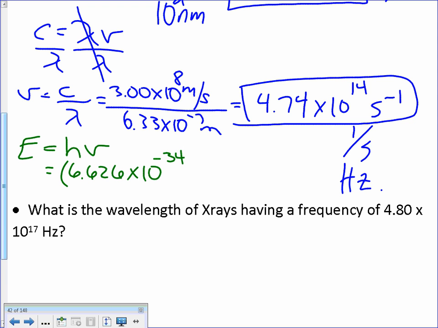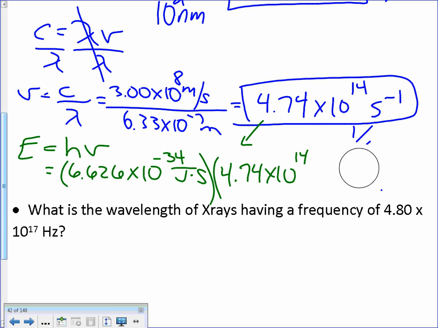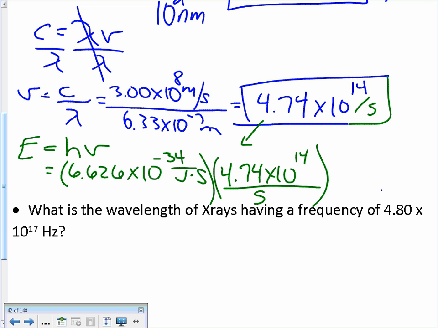10 to the -34 units. Joule seconds. Okay? Can't have naked numbers running around here. This is the high school people. Okay, and then energy is going to be calculated with the frequency we just calculated, which is 4.74 times 10 to the 14th. And I prefer per second, and you'll see why here. If I write this as per second, second goes in the denominator. So that's what per second looks like if you're writing it as a numerator denominator fraction.